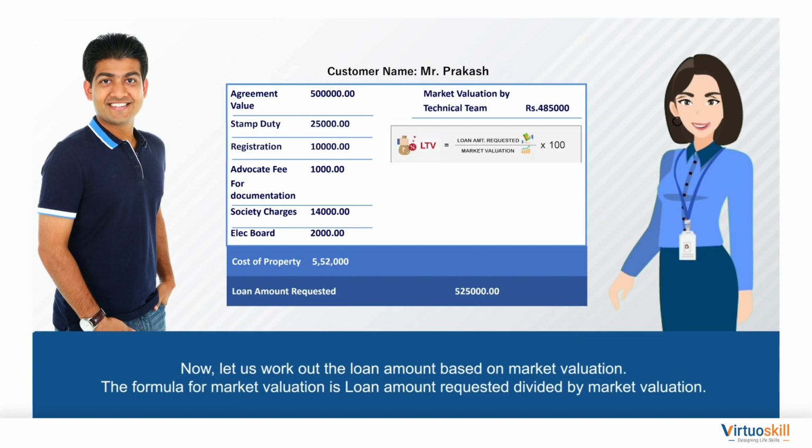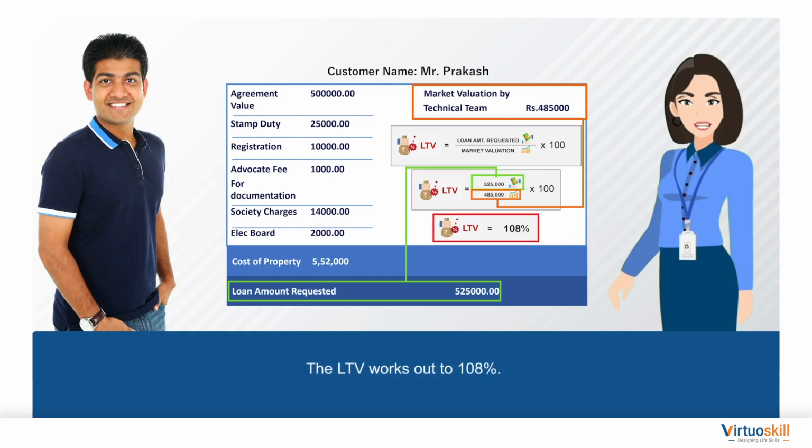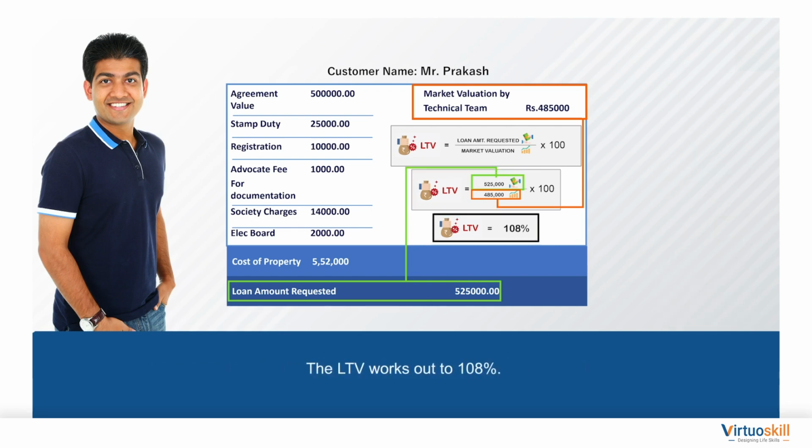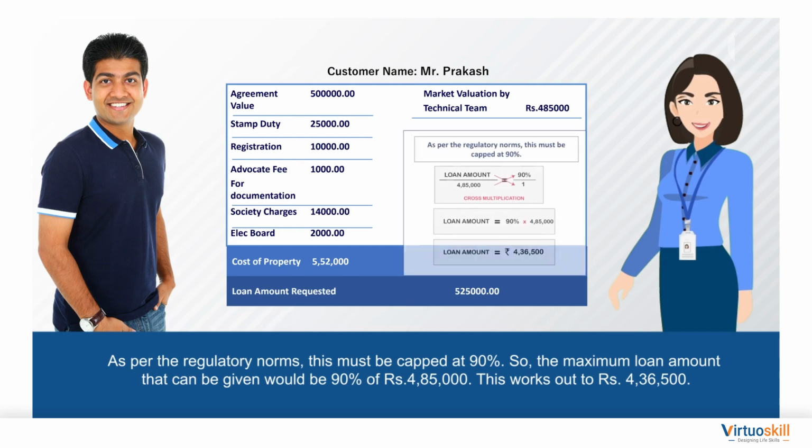Now, let us work out the loan amount based on market valuation. The formula for LTV is loan amount requested divided by market valuation. The calculation would be Rs 5,25,000 divided by Rs 4,85,000. The LTV works out to 108%. As per the regulatory norms, this must be capped at 90%. So, the maximum loan amount that can be given would be 90% of 4,85,000. This works out to Rs 4,36,500.